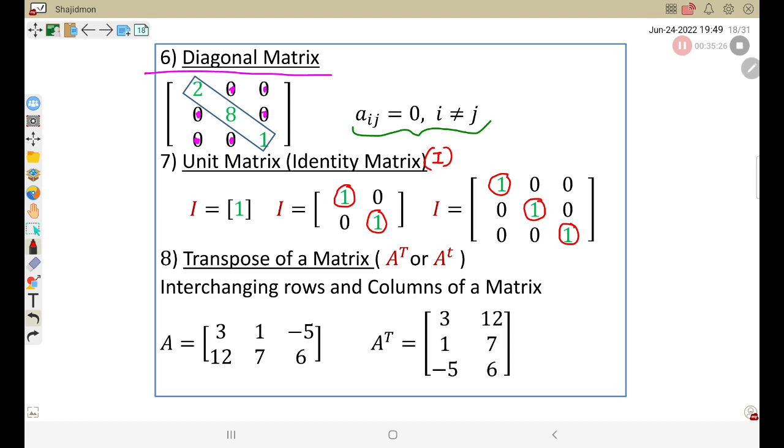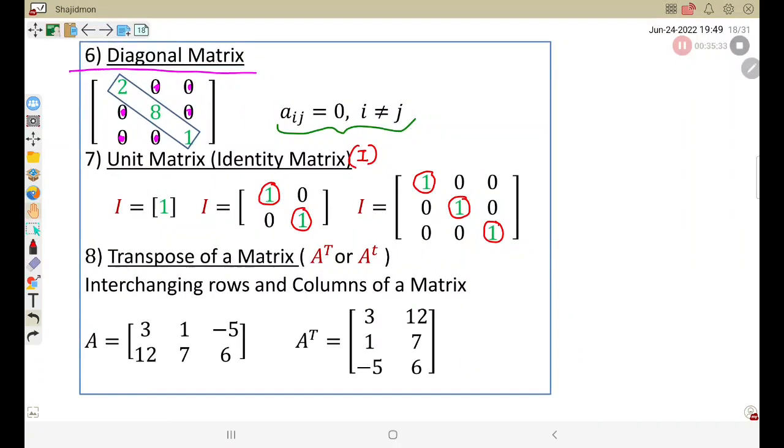Now, number 8, transpose of a matrix. Transpose, okay, what is the meaning? Transpose of a matrix we represent as A transpose, either A power capital T or A power small t, like this. So this is the representation of the transpose of a matrix. Now what do we do? We interchange the rows and columns of a matrix. Interchanging rows and columns of a matrix, that is the meaning of transpose.